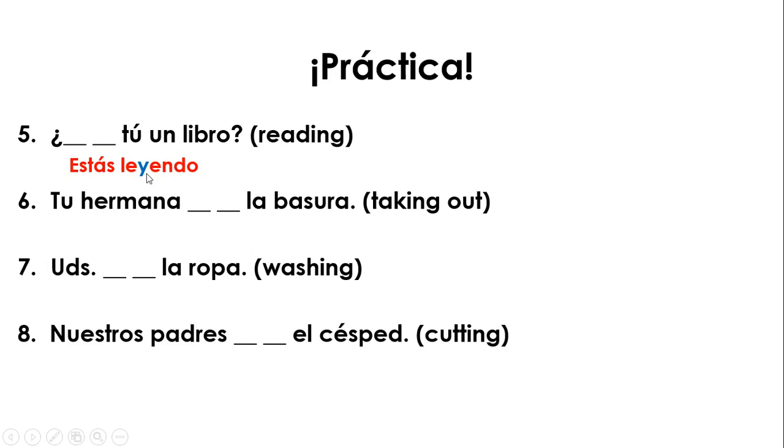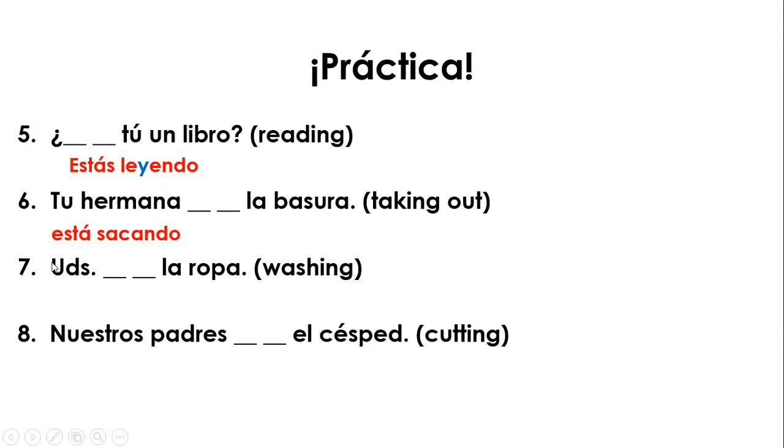Número 6, tu hermana la basura. So we want to say, who is taking out the trash? Is it you or your sister? The verb to take out is sacar. So it's está sacando. It's sacando because we take the AR off, replace it with ando, and it's just está because of hermana. That's the subject. So see the difference between the tu? There it is. You got to read very carefully.